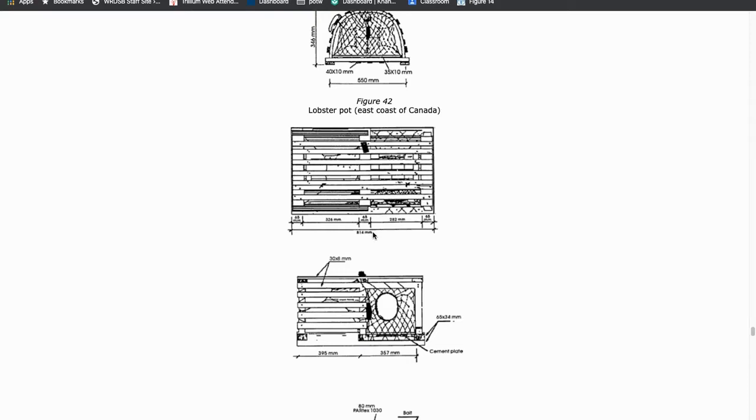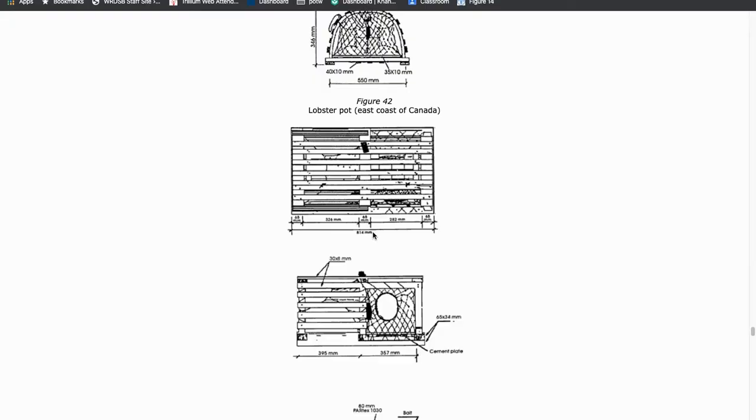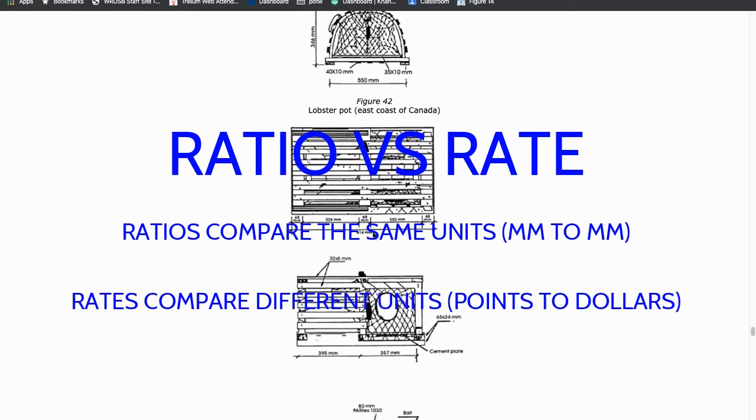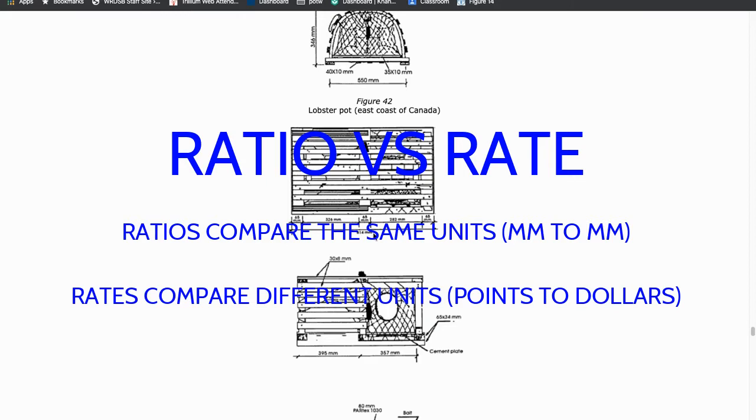And the way I'm going to do that is that my model will be a 1:16 scale model, meaning 1 millimeter on my model will be the equivalent to 16 millimeters on the real trap. And this is a ratio because we are comparing the same units, millimeter to millimeter, compared to the rates we were using with the NBA, WNBA question because we were comparing different units. So a rate compares different units, points to dollars or whatever, and a ratio compares the same unit, in this case, millimeters to millimeters.